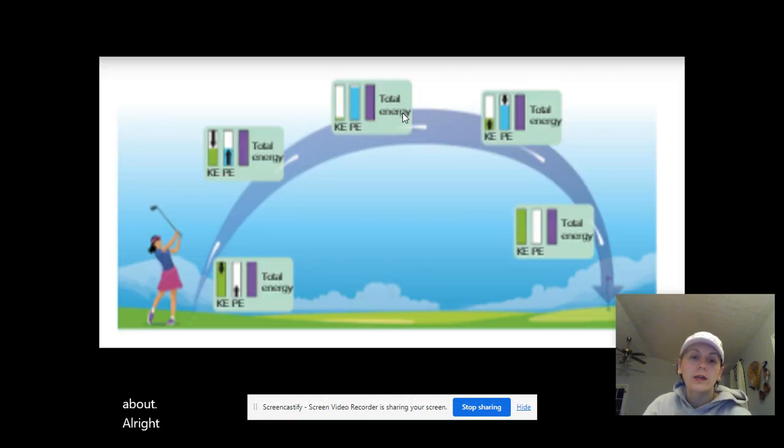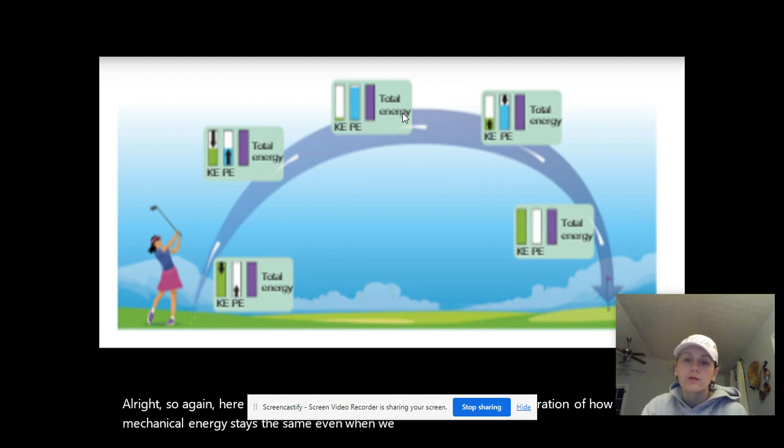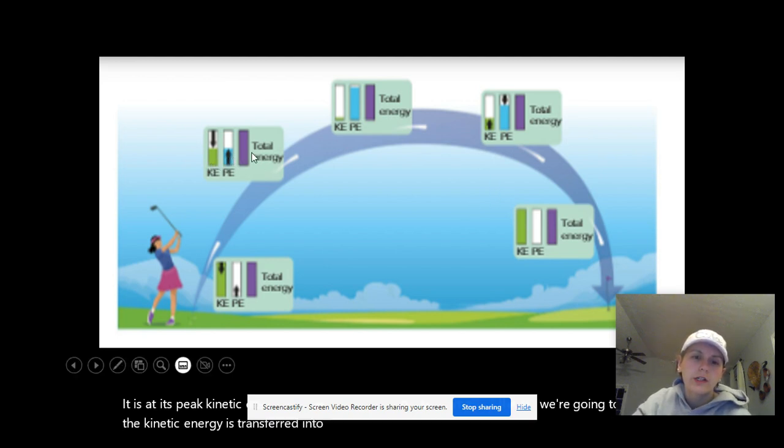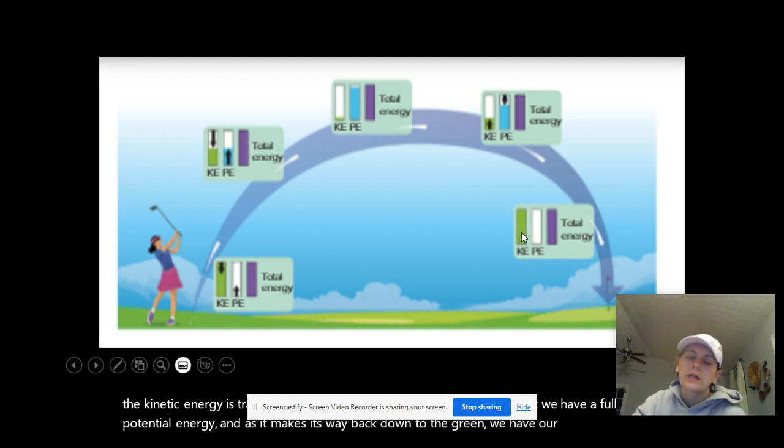All right, so again, here is Martha, and she's playing golf. And this is a great illustration of how mechanical energy stays the same even when we have a transfer of kinetic and potential. So Martha hits the golf ball. It is at its peak kinetic energy, peak movement. And as it's making the arc, we're going to see that kinetic energy is transferred into potential energy. At the top of the arc, we have full potential energy, and as it makes its way back down to the green, we have our full kinetic energy.